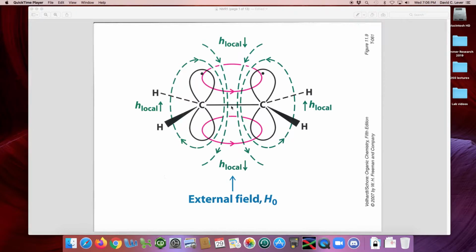But the hydrogens are not in there. The hydrogens are out here, and out here, where the magnetic field vector is returning to the top, the H local is reinforcing the external field. So this is why the hydrogens on an alkene, ethene in this case, are shifted far downfield, where H local is reinforcing the external field, and that was the way I was showing with the vector diagram. When you add those two together, you get an effective magnetic field that's larger than the applied field.